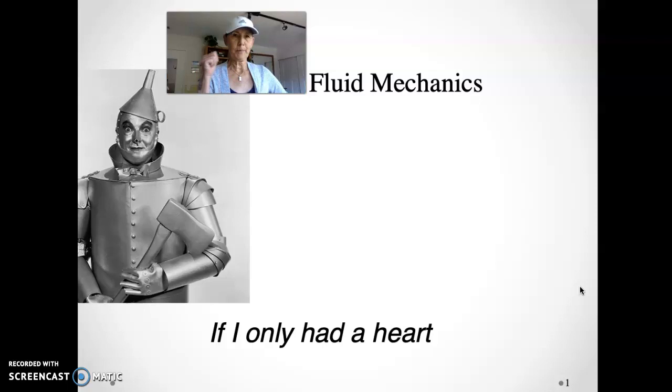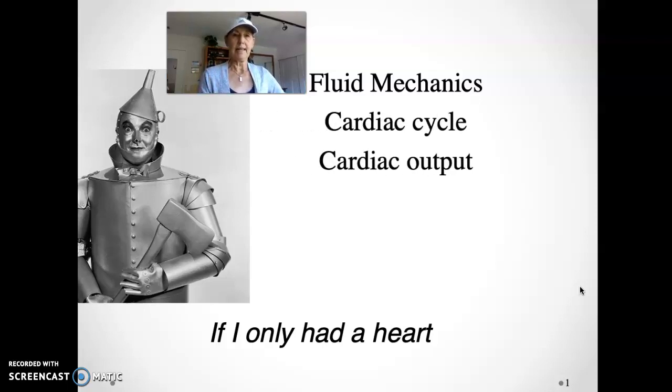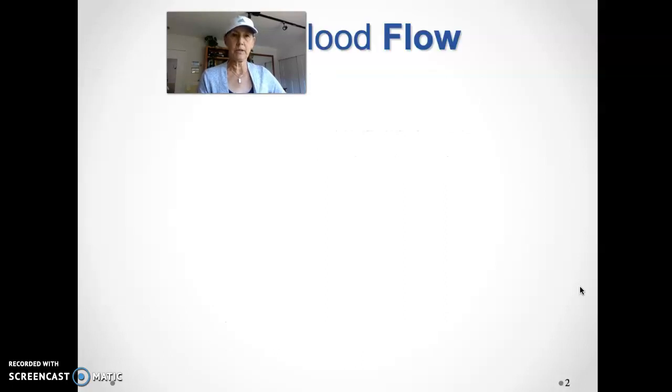In this section we're going to talk about fluid mechanics, the cardiac cycle, and cardiac output. Really important concepts. So here we go.